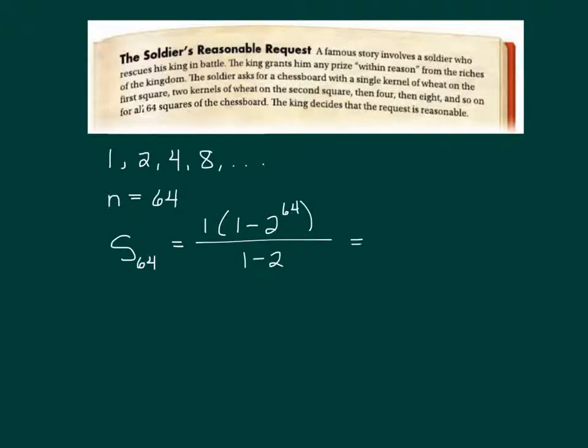What does that give us? We get 1.847 times 10 to the 19th. Lots and lots and lots of wheat. Okay? Sorry, it should be 845.